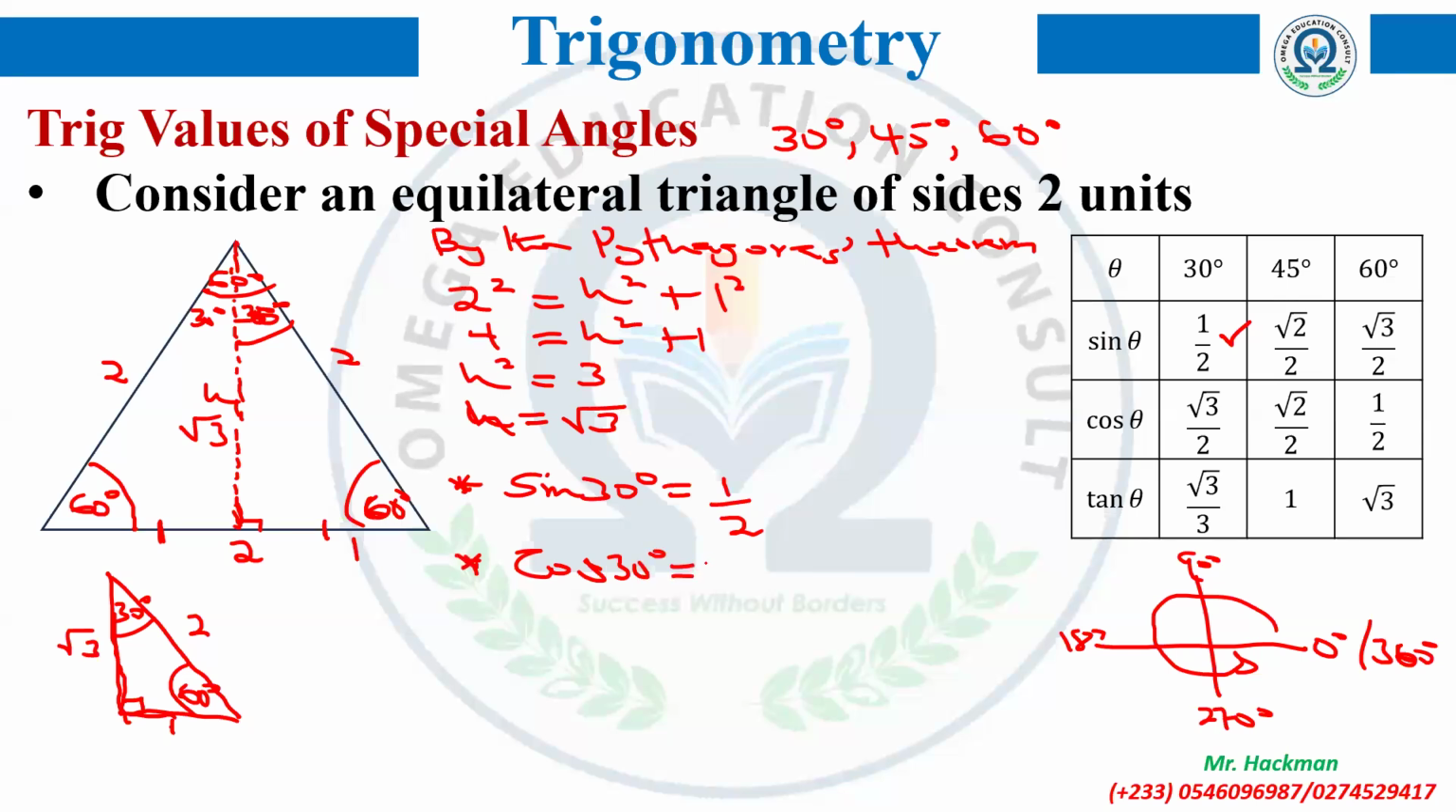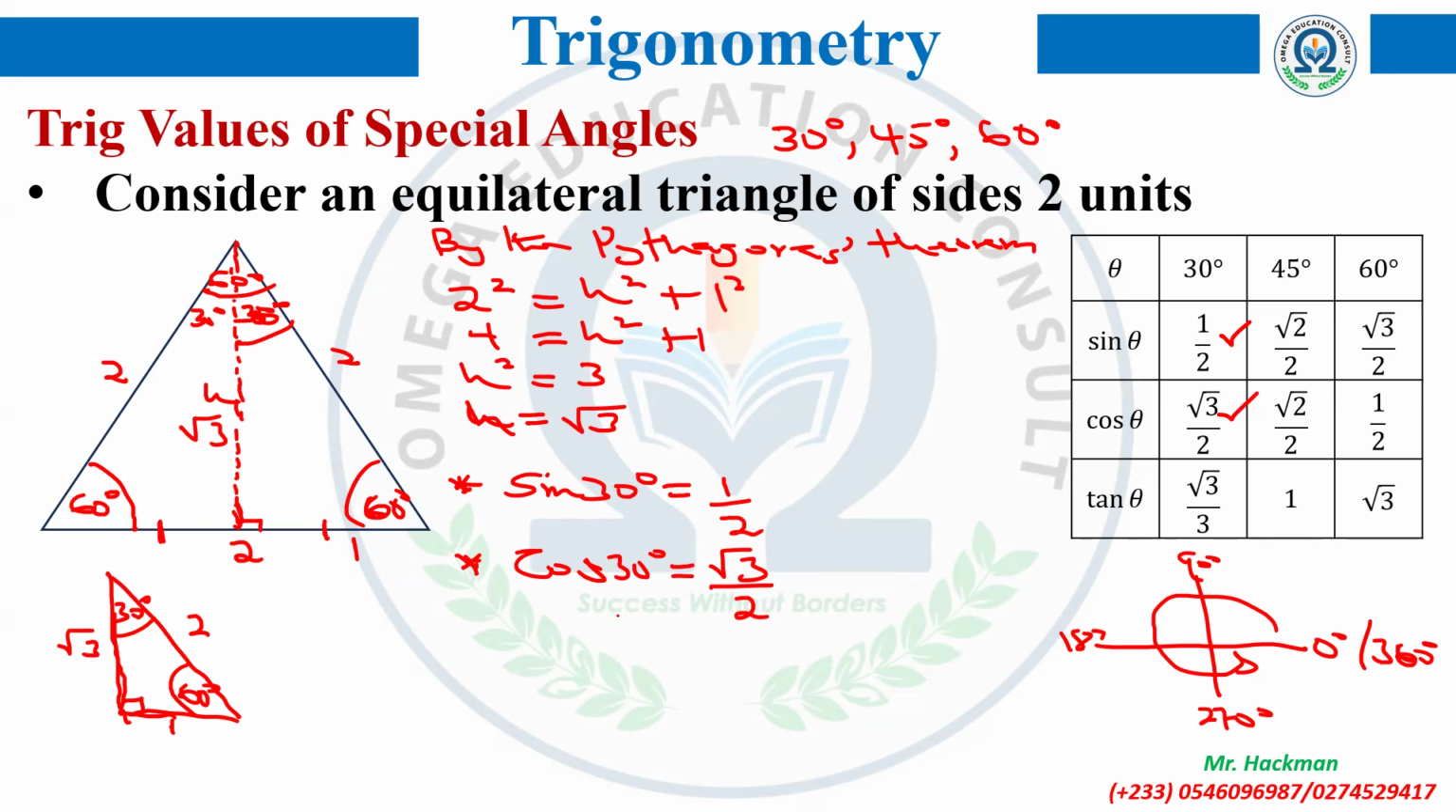Cos is what? Adjacent over hypotenuse. Relative to the angle 30 degrees, this is our adjacent, which is what? Root 3. Okay, root 3 over hypotenuse. What is our hypotenuse? 2. Okay, that is what we have here. All correct? Yes, sir.